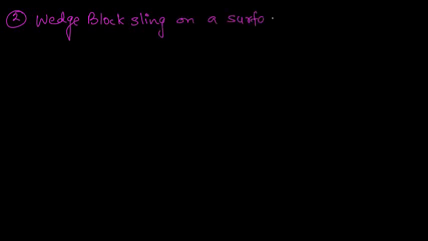So let's move to a second problem, where there is not a plane. There is a block sliding on a surface that is wedge shaped. So, a wedge block sliding on a surface. There can be two situations, so let us consider both the situations one by one. Let me draw the picture first, one for the first situation, and then the second one.